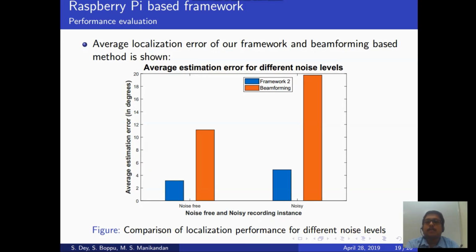This figure denotes the average estimation error and compares our average estimation error with the standard delay and sum beamformer. Two scenarios are there. The left bars denote when the source is in a noise-free environment and the right bars denote when the source is in a noisy environment. As is clearly seen, the blue bar, which denotes our own estimation error, is much less as compared to the orange bar, which is due to the standard delay and sum beamformer.